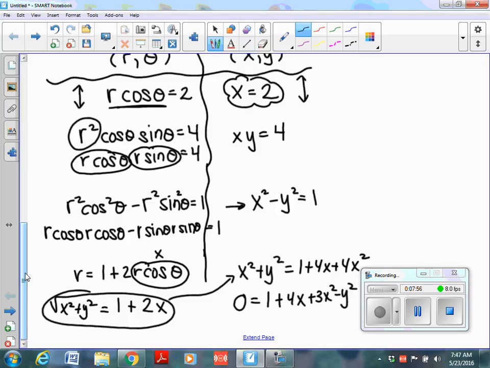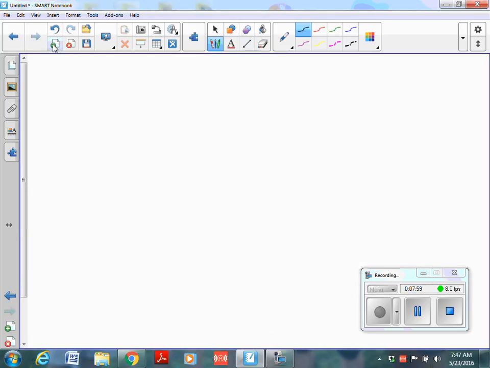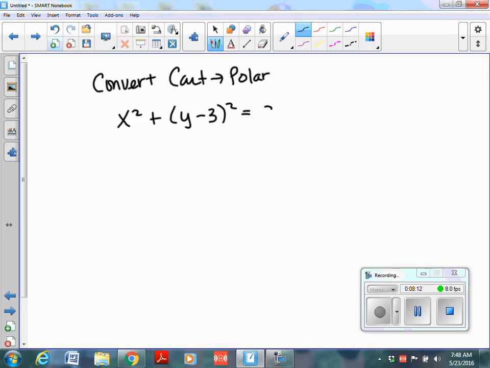Okay, so I'm going to just give you two examples. How do we convert from Cartesian to polar? x squared plus y minus 3 squared equals 9. So, just to give you a heads up, if I wanted to graph this, I'm hoping you know that that's an equation of a circle at x equals 0 and y equals 3. So that's the center of your circle, 0, comma 3.